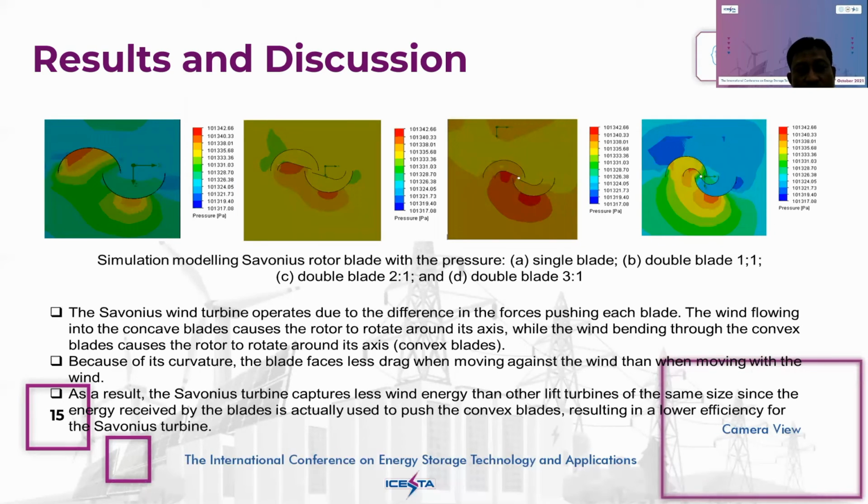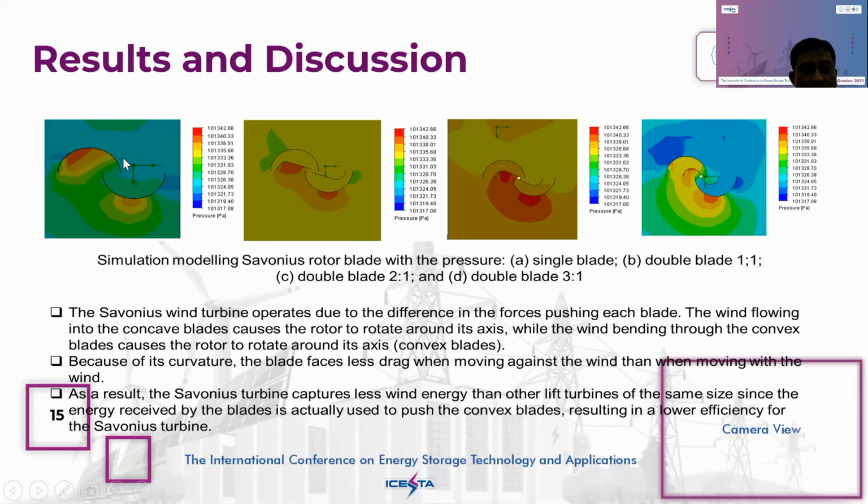Also, this is simulation modeling of the Savonius rotor with pressure: single blade, 1:1, 2:1, and 3:1 ratio. And the results show the Savonius turbine captures less wind energy than other lift turbines of the same size, since the energy received by the blade is actually used to push the convex blade, resulting in lower efficiency for the Savonius turbine.